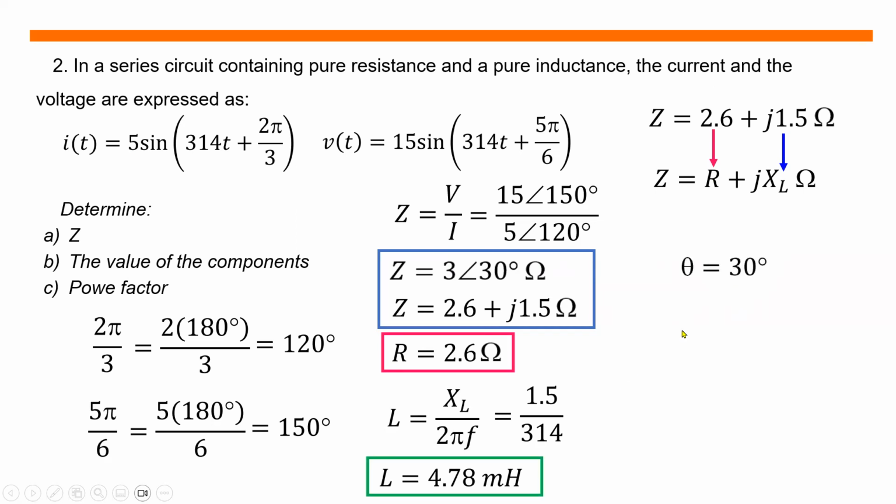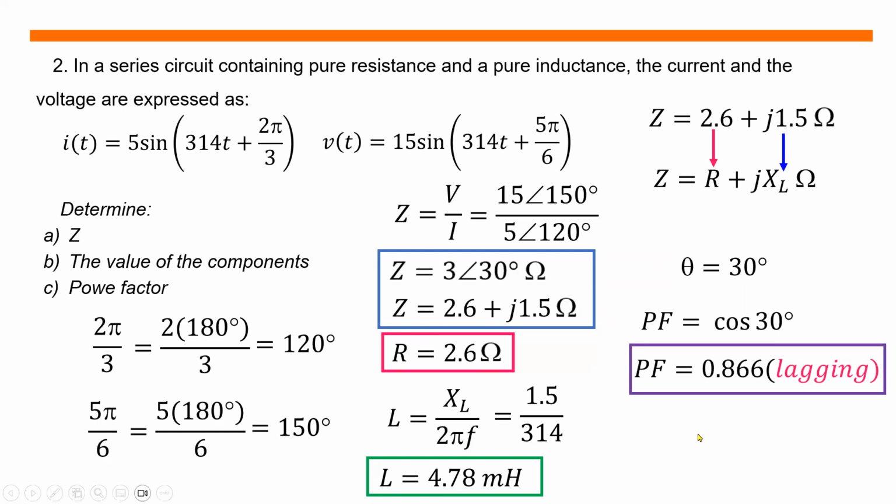Since our phase angle is equal to 30 degrees, we all know that the power factor is simply cosine theta, which is cosine of 30 degrees. Then we can solve for the power factor, which is equal to 0.866 lagging power factor.